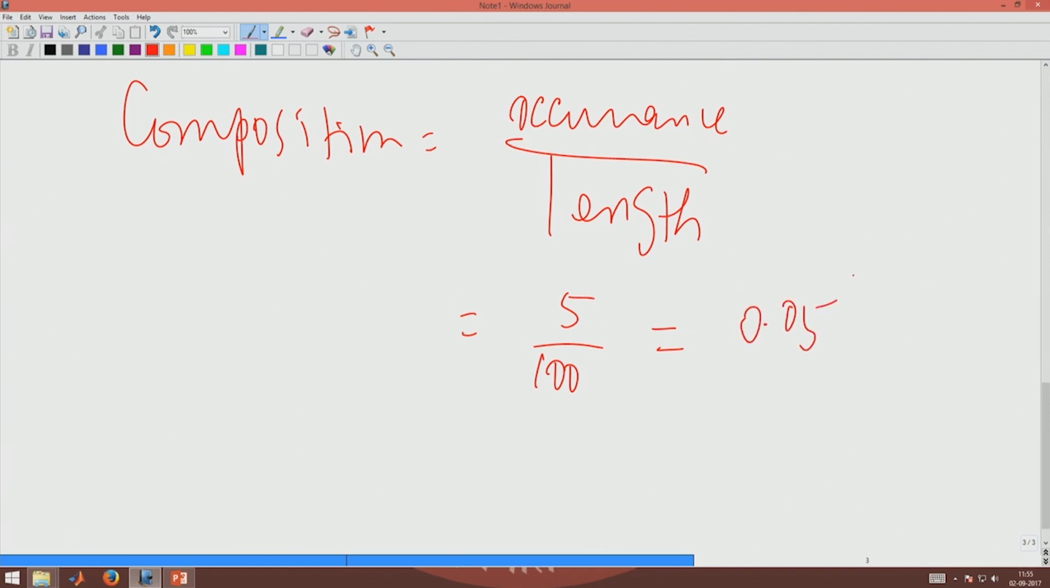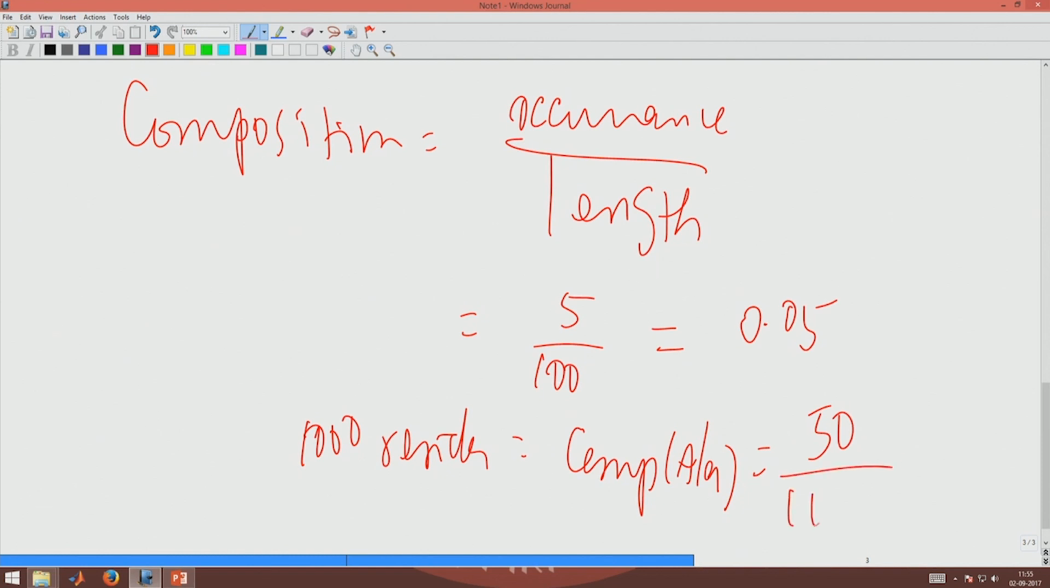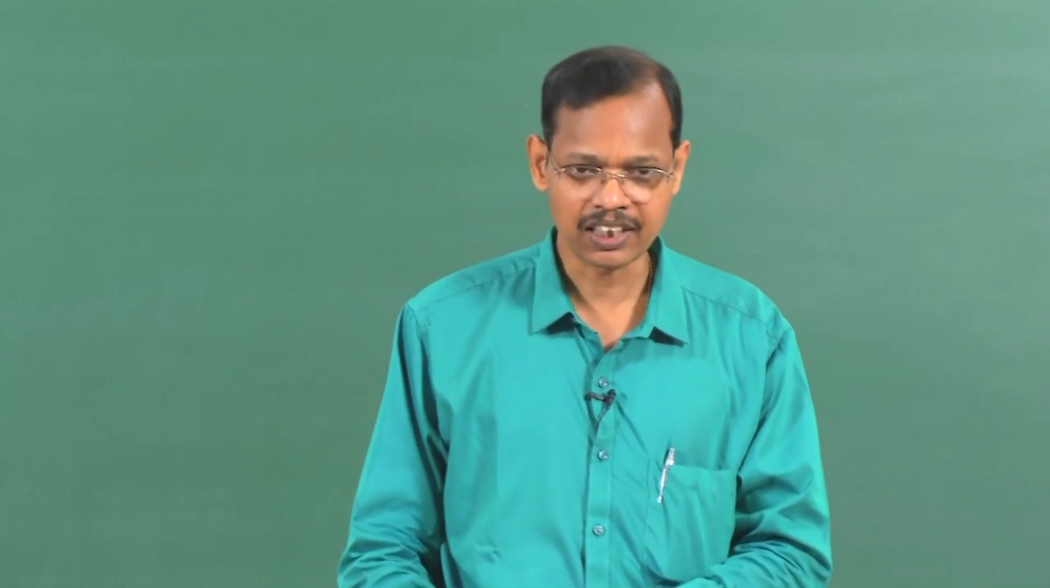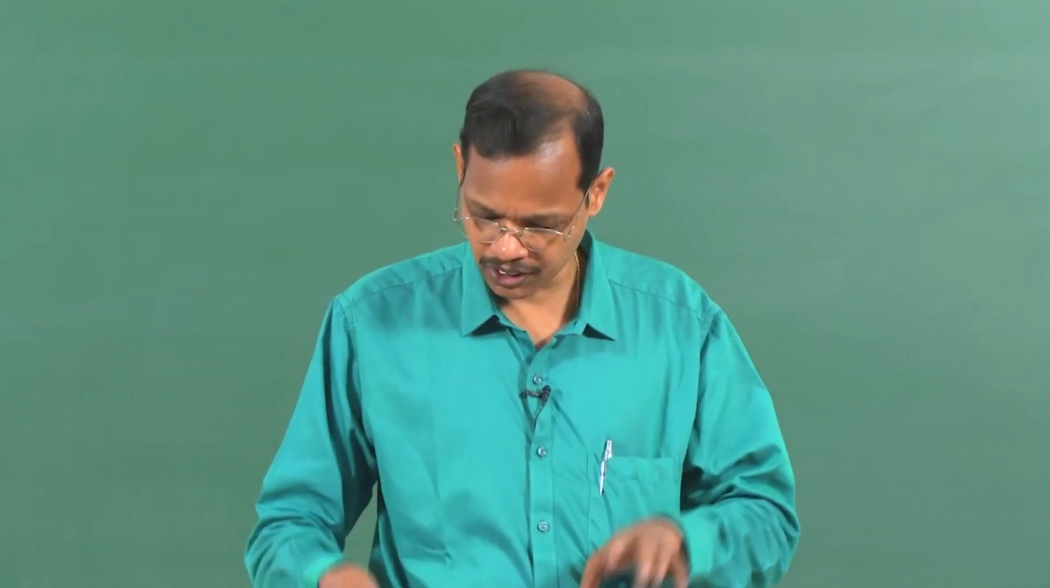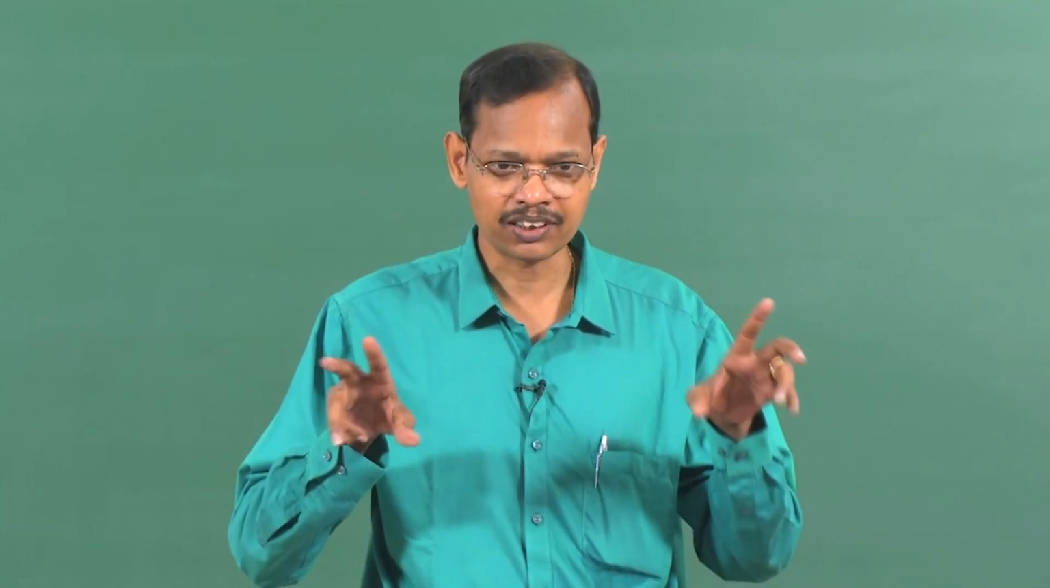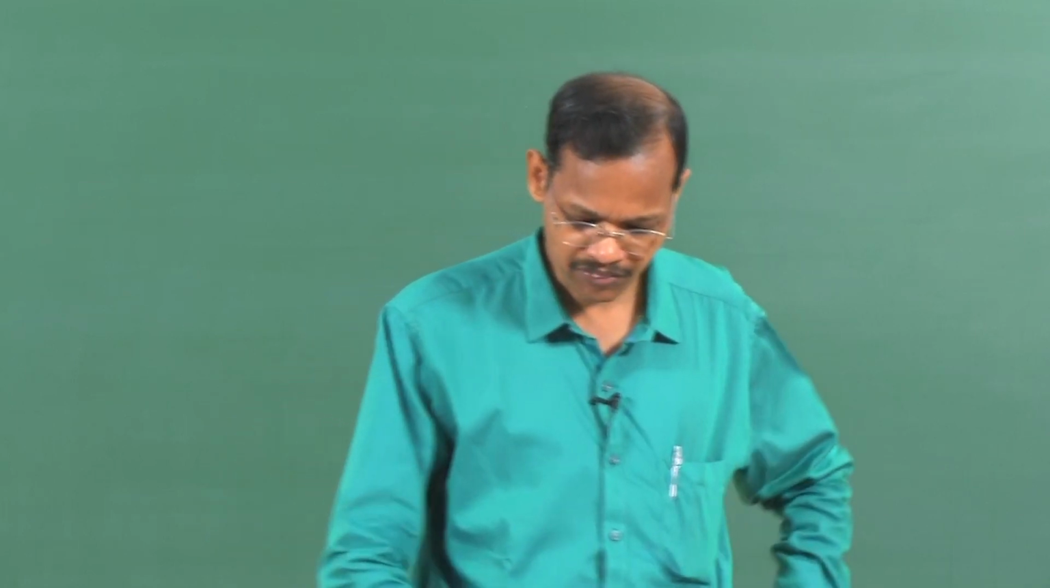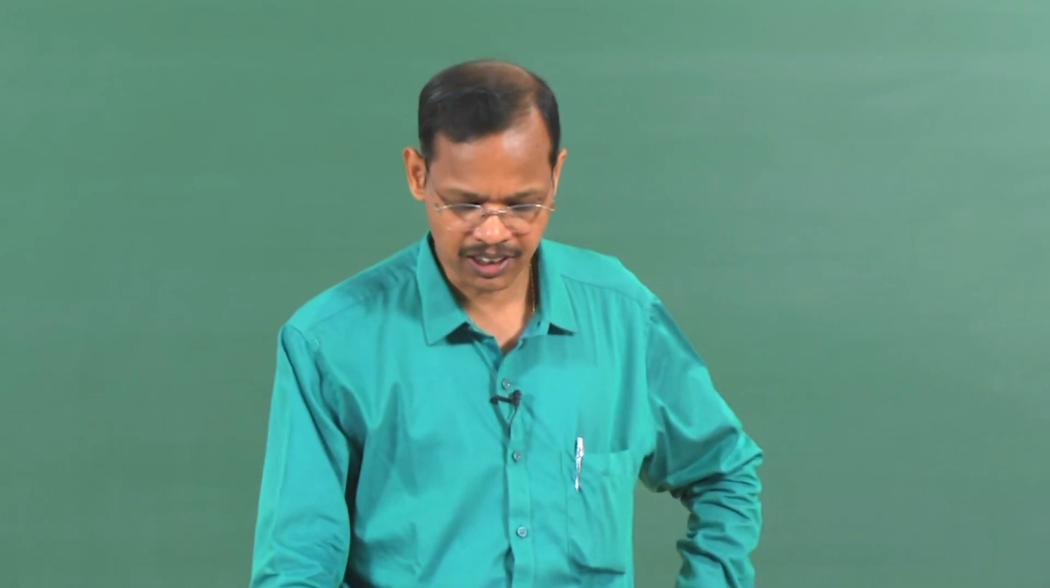0.05. For the second case, you have 1000 residues, so what is the composition for alanine? 50 by 1000, which equals 0.05. If you look just at the sequence length, you can see a difference, but if you normalize with the length, it is the same. Whether it is a 100 residue protein or a 1000 residue protein, the composition is the same. There is no bias. This is the reason why we need to normalize with the chain length to get the composition.